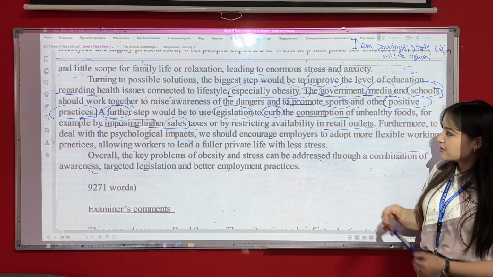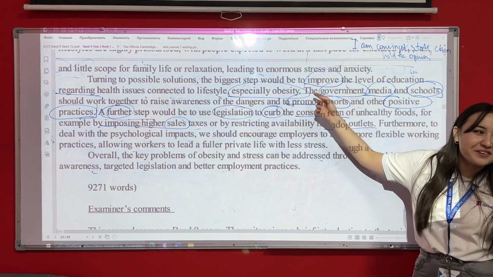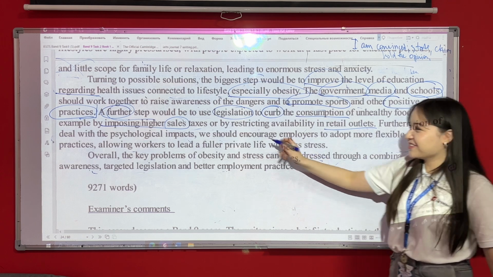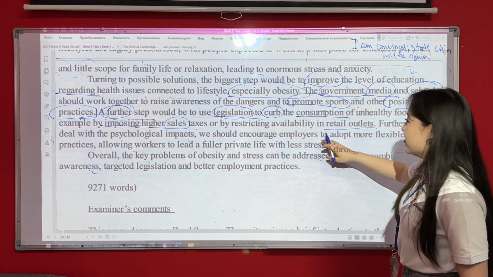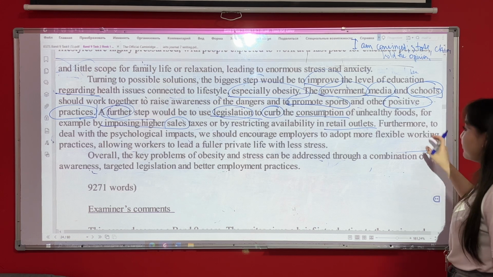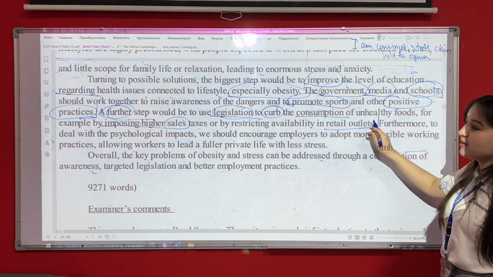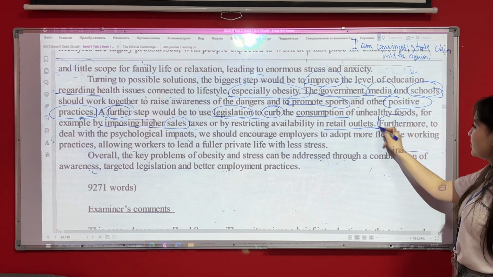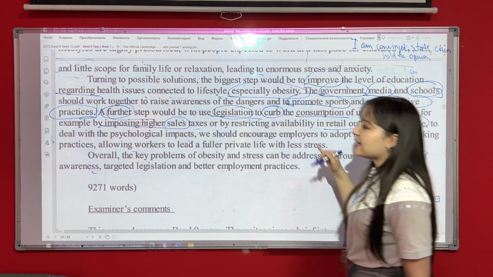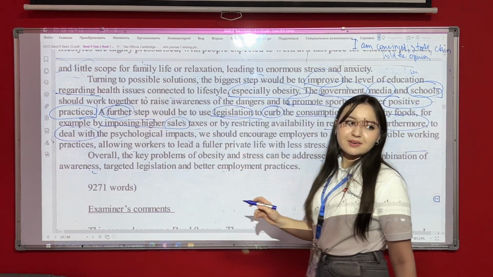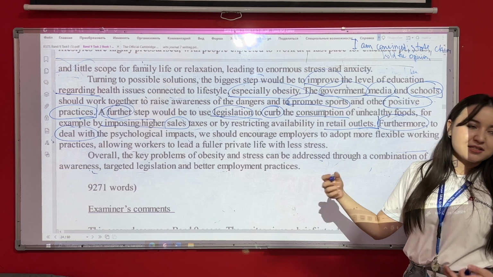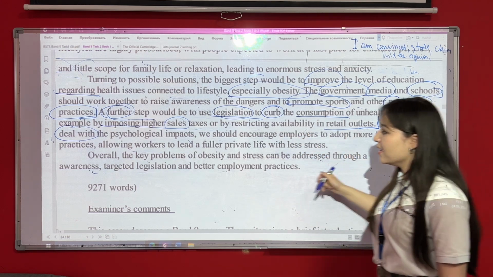Again, who should do this? Government, because of the legislation. This is about the law. Okay, by restricting the availability in retailers. Furthermore, so this was the end of our second solution. So we are turning to the third one. Furthermore, to deal with the psychological... what do we deal with? Deal with means to have to do with.